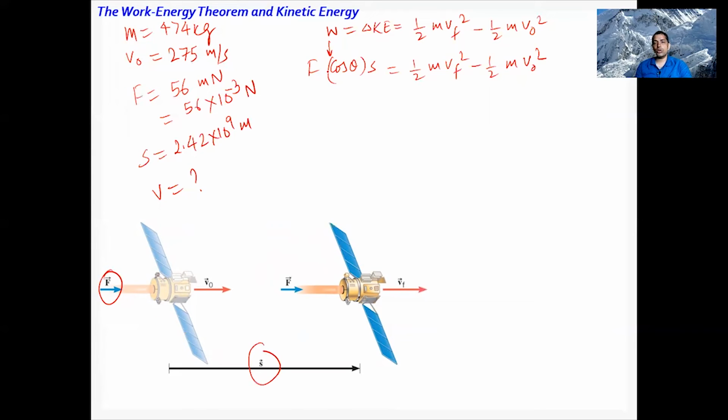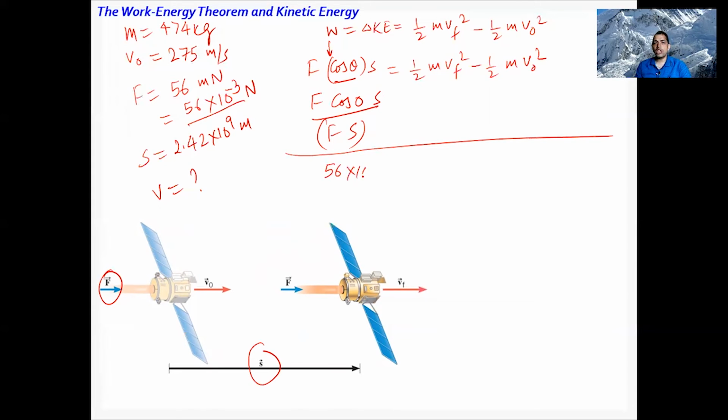So that's why your cosine theta is cosine 0, right? So F cosine 0 S, which means F times S, right? So what is the force? Let's plug in the values now. The force is this.